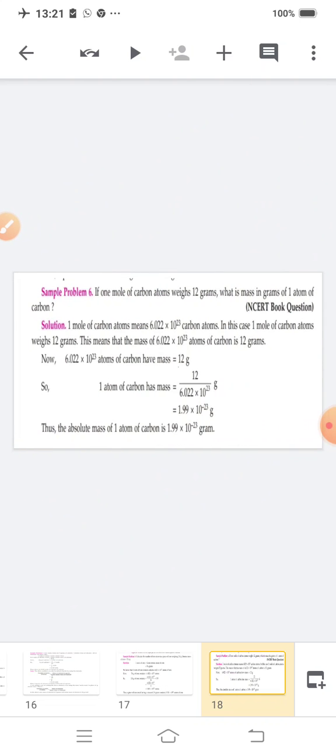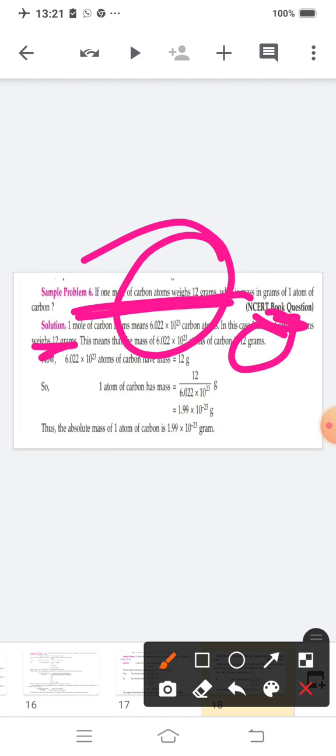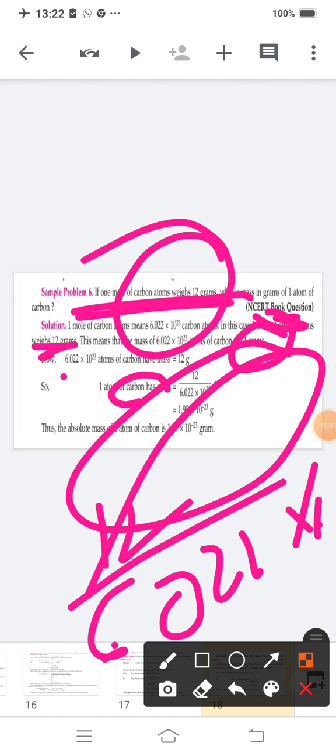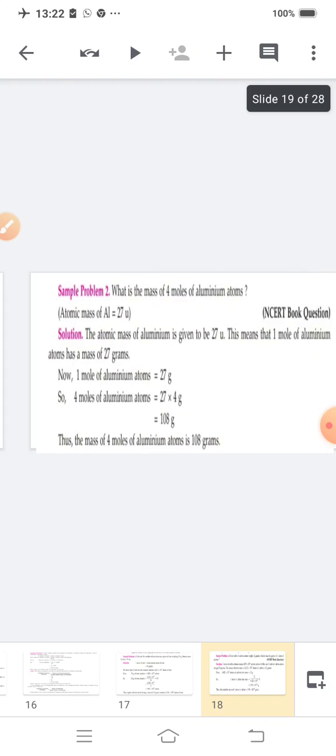Next, if 1 mole of carbon atoms weighs 12 gram, what is the mass in gram of 1 atom of that? See, we know that 1 mole of carbon is equal to 6.022 into 10 to the power 23 atoms. In this case, we know that 1 mole is equal to 12 gram. This means 12 gram contains 6.022 into 10 to the power 23 atoms. So if you want to find the mass of 1 atom, 12 divided by 6.022 into 10 to the power 23 gram. When you solve, you will get the answer 1.99 into 10 to the power minus 23 gram. So this is a very simple numerical. Like this, you have to solve numericals and get the answer.